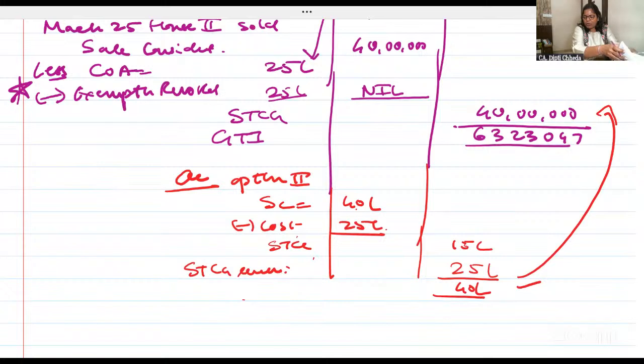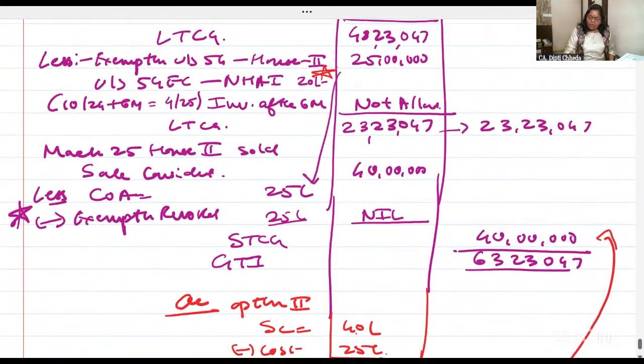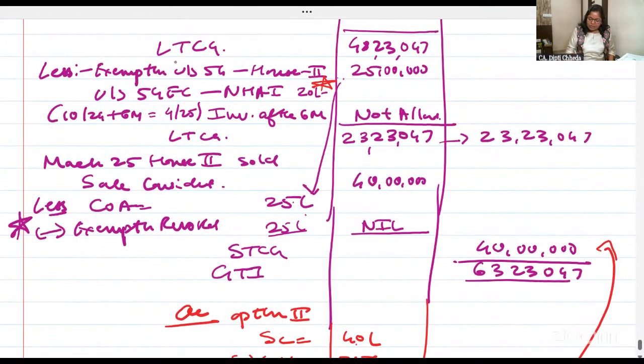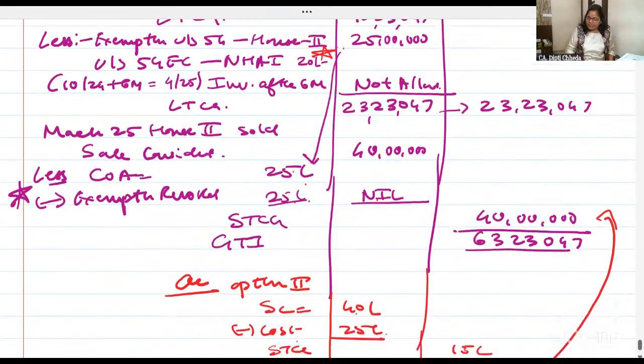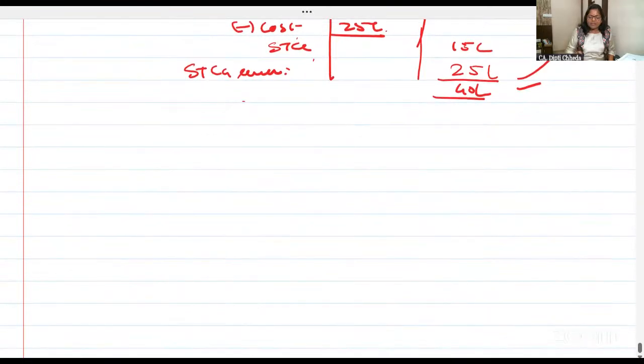Ask your doubts. I hope you have followed. What new you have learned? If exemption is revoked, it is reduced from the cost. Whatever exemption is revoked, it's reduced from the cost and net you will take. Why didn't I do indexation? Because second house is sold within the time. Clear to all of you?